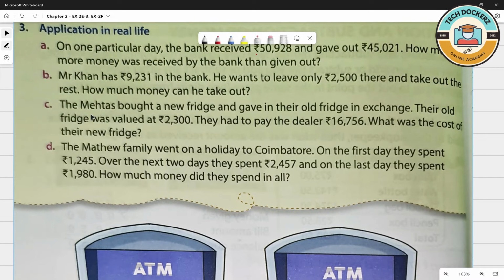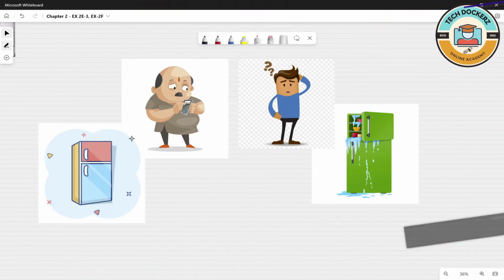Question number 3c. The Mehtas bought a new fridge and gave in their old fridge in exchange. Their old fridge was valued at 2,300 rupees. They had to pay the dealer 16,756 rupees. What was the cost of their new fridge? This is a tricky question.